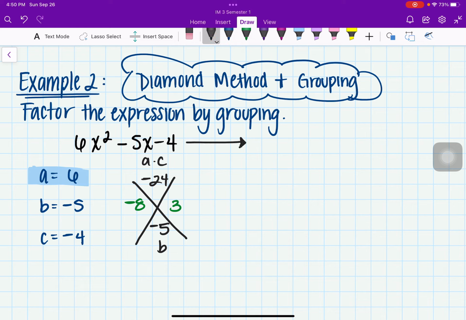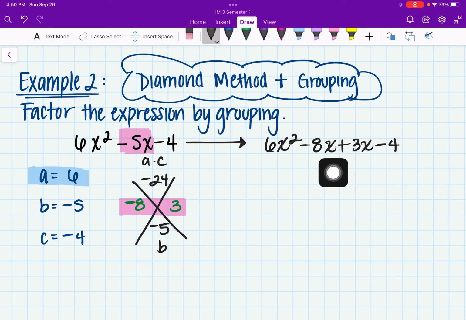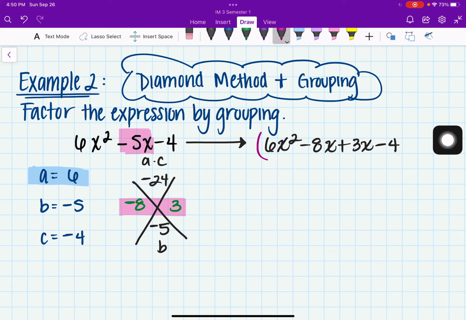Once again, whenever we're grouping, we're replacing the x coefficient, which is the middle term of the original expression, with the factors we just found. So that would be 6x squared minus an 8x plus a 3x minus 4. And in this case, guys, whenever you're rewriting these terms here, the x coefficients, there's no correct order for us to do it. You could actually factor any way. I could put the 3x here and the -8 there. It's still going to be the same thing. So let's go ahead and group them here, grouping the first one and then grouping the second one.